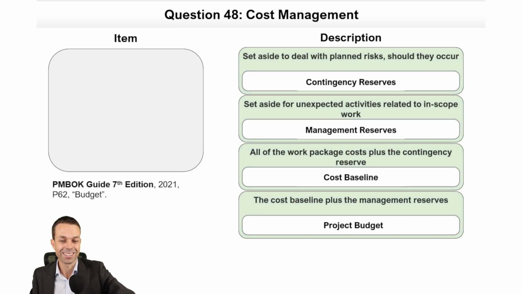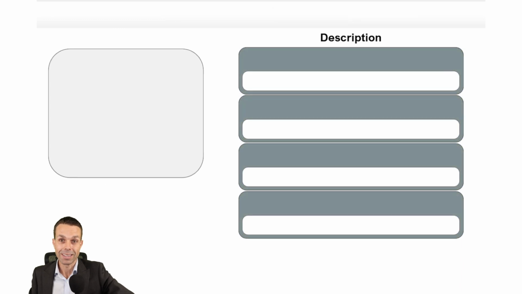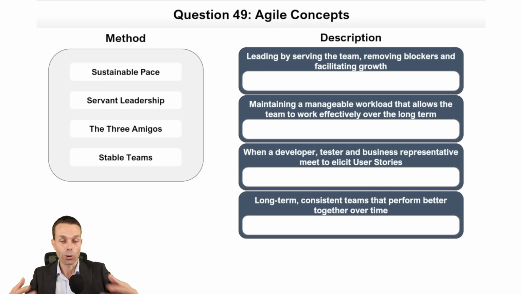And so that is exactly what we're looking for. PMBOK Guide 7th edition, page 62 under budget. How did you guys go with that one? It's such a great way to brush up on all of this information before taking the exam.